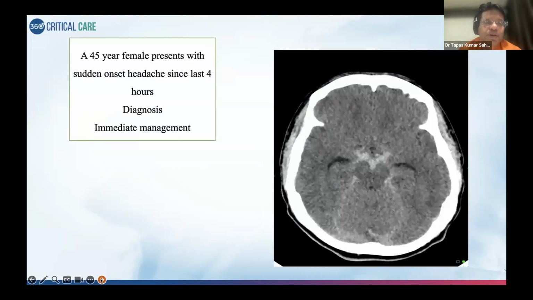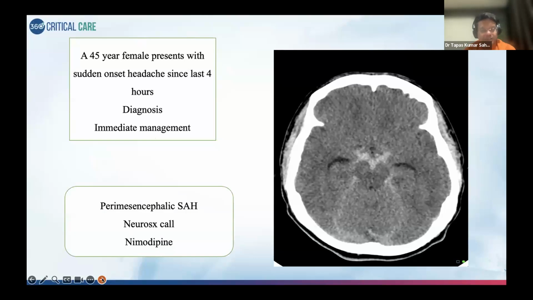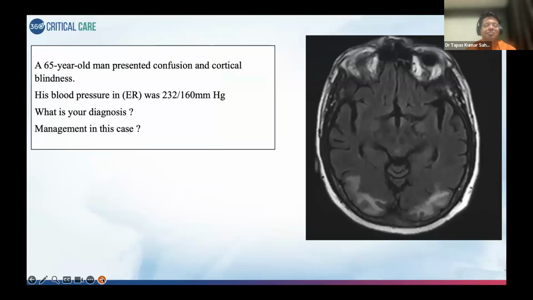A 45-year-old female presents with sudden onset headache since the last 4 hours. Diagnosis, immediate management. What is happening? Yes. Very good. Perimesencephalic SAH, neurosurgery call, nimodipine. Okay. Immediate management, you can start nimodipine.